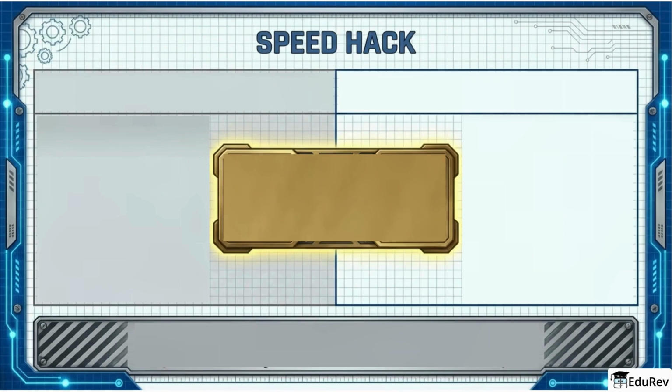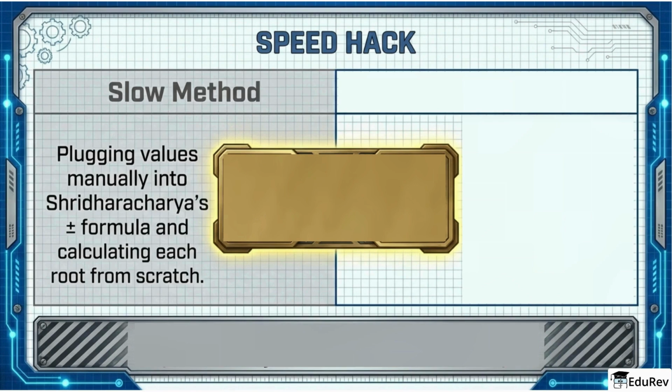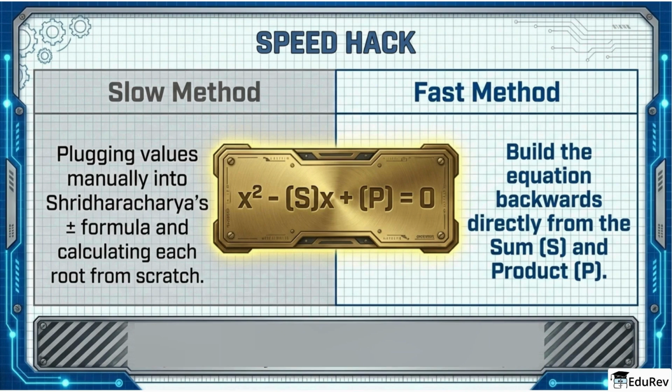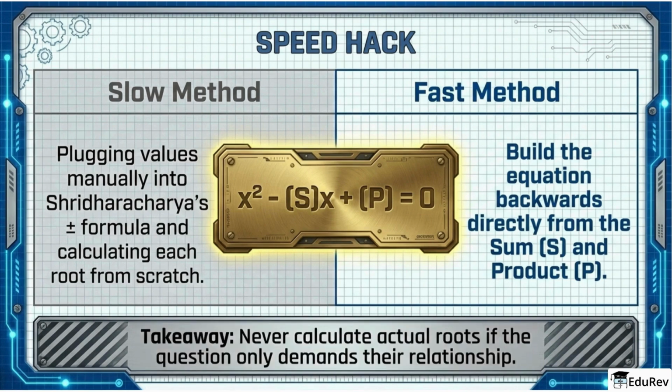There is a powerful shortcut when dealing with sums and products. Instead of plugging values into the quadratic formula, you can directly construct the equation using x squared minus sum x plus product equals 0. This approach avoids unnecessary calculation and works especially well when the question focuses on relationships rather than exact roots. The key takeaway is simple. If the question does not demand actual roots, do not waste time finding them.